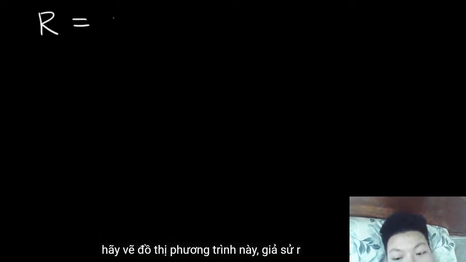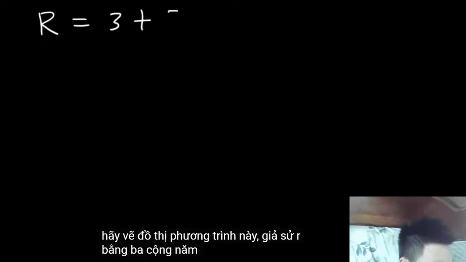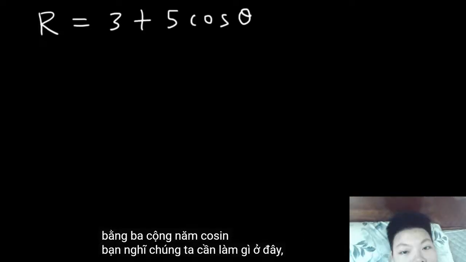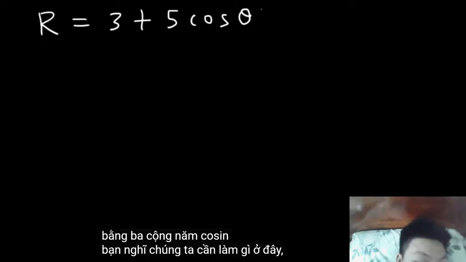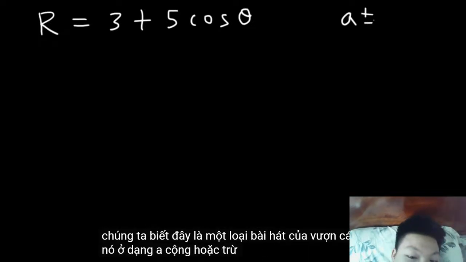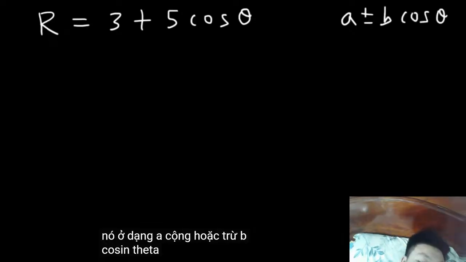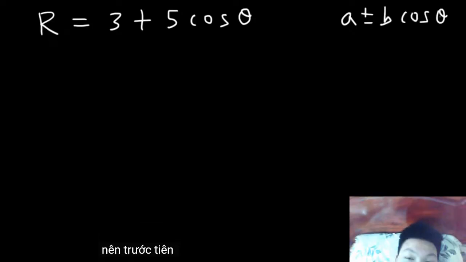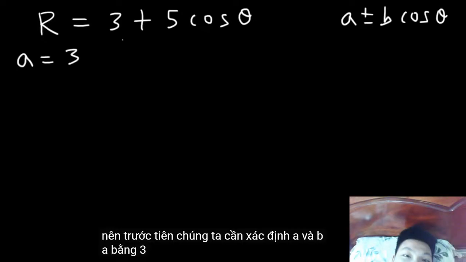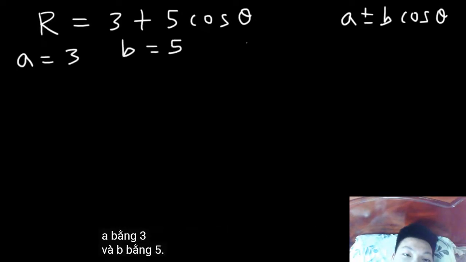Let's graph this equation. Let's say r is equal to 3 plus 5 cosine theta. What do you think we need to do here? We know this is a type of limaçon. It's in the form a plus or minus b cosine theta. So first, we need to identify a and b. a is equal to 3, and b is equal to 5.